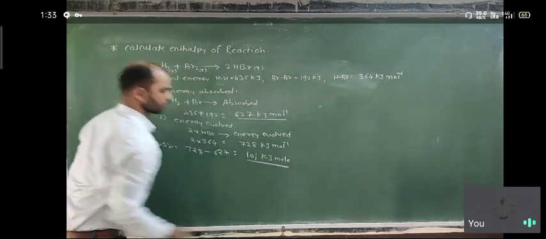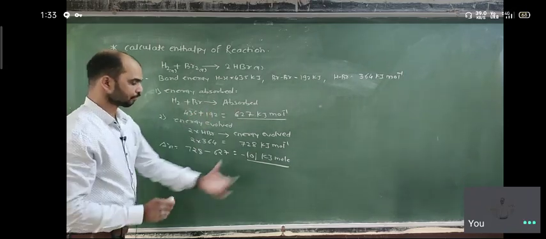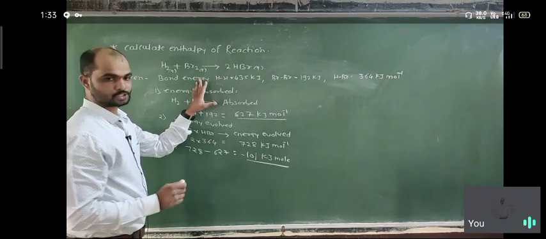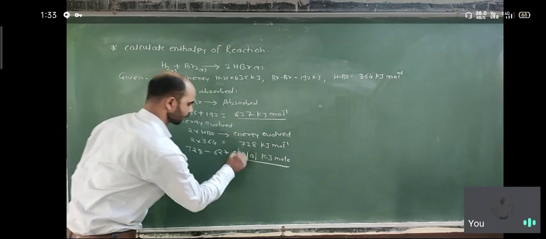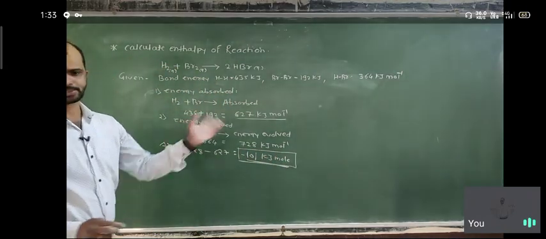Okay, so here is a minus sign. That means energy is evolved during this reaction. Okay, so energy is evolved out, and the answer is minus 101 kilojoule per mole. It is the first method.